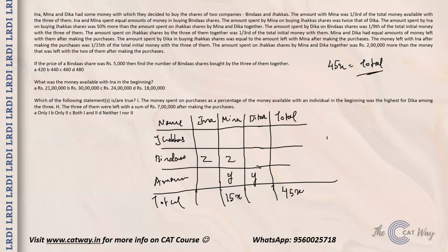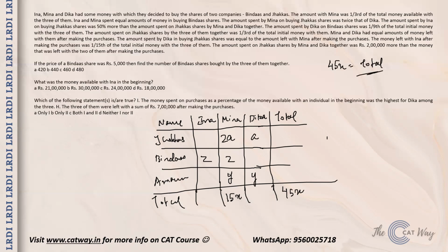The amount spent by Meena on buying Jhakas shares was twice that of Dika. So in Jhakas shares, the money Meena invested was twice that of Dika. We do not know anything about that, so let us write A for Dika and 2A rupees for Meena. So this is what we get.